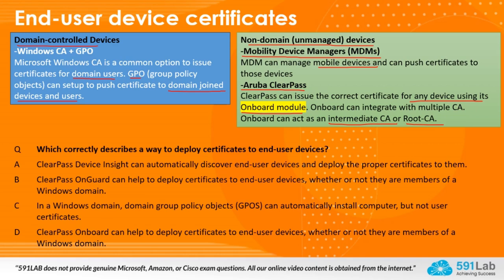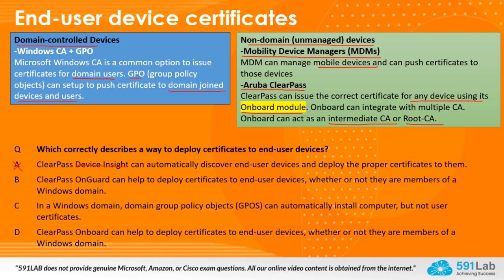So let's look at the sample question, which correctly describes a way to deploy certificates to end user devices. Answer A. ClearPass Device Insight can automatically discover end user devices and deploy proper certificates to them. ClearPass Device Insight is not the proper module to push certificates, it is the Onboard module. So answer A is wrong.